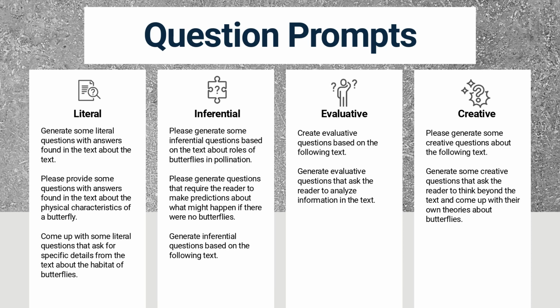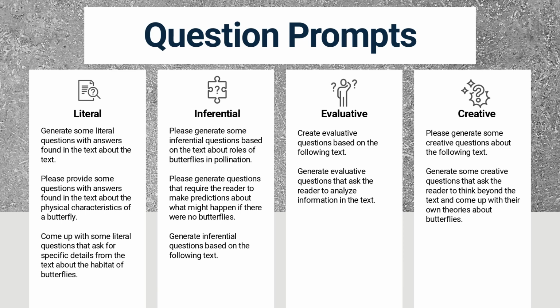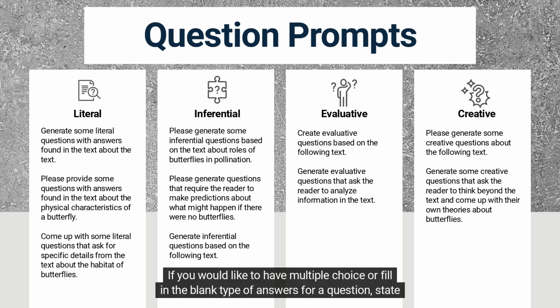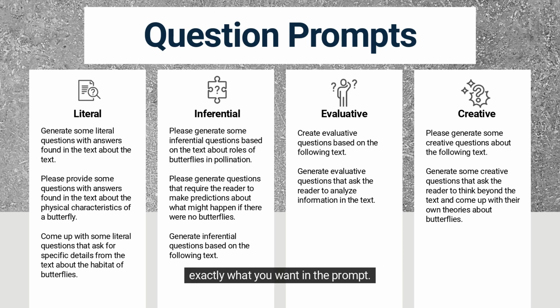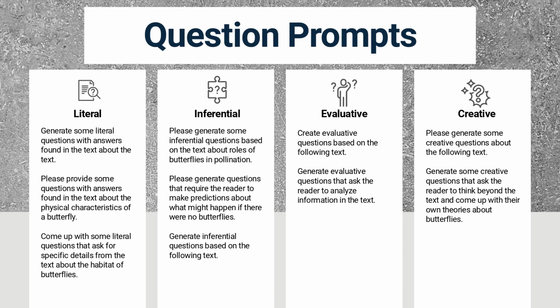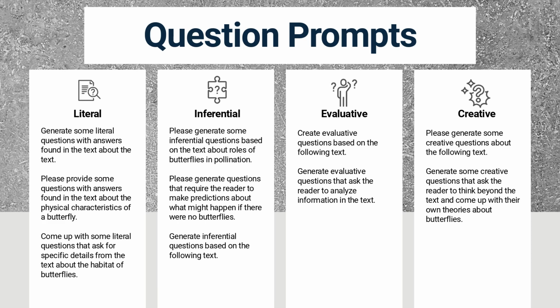Things to keep in mind: if you want a specific type of question created, state it in your prompt. Answers to questions will not be given to you unless you ask for the answer in your prompt. If you would like to have multiple choice or fill in the blank type of answers for a question, state exactly what you want in the prompt. Remember, if you don't get exactly what you're looking for from your initial prompt, hit the Edit button on the top right-hand side. Revise your prompt, then hit the green Save and Submit button.